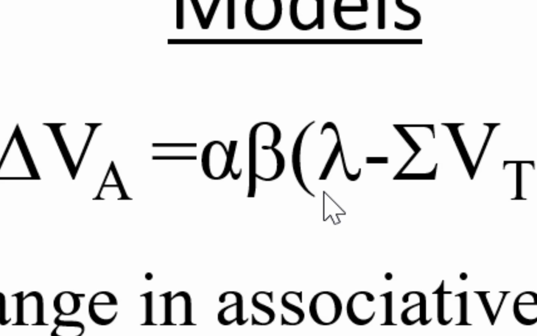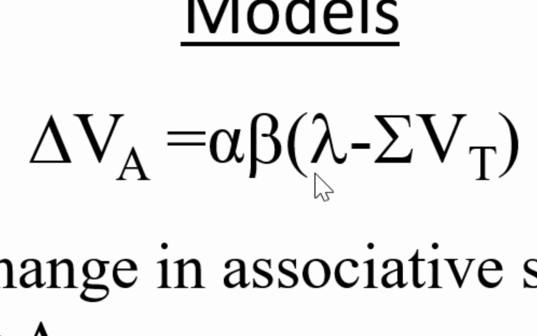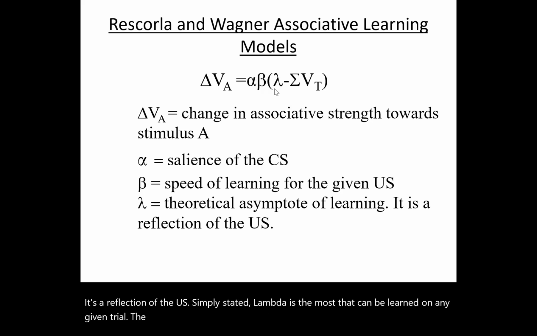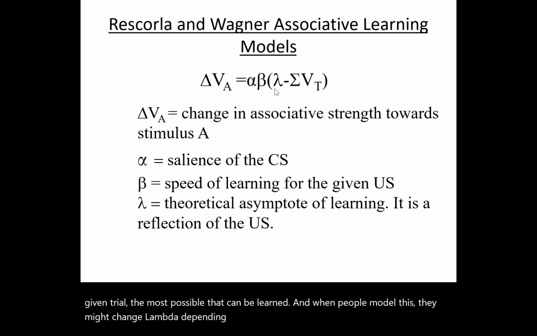Lambda is the theoretical asymptote of learning. It's a reflection of the US. Simply stated, lambda is the most that can be learned on any given trial, the most possible that can be learned. And when people model this, they might change lambda depending on the quality of the US. How good is it? How strong is the shock? How delicious is the food? But let's make things easier.